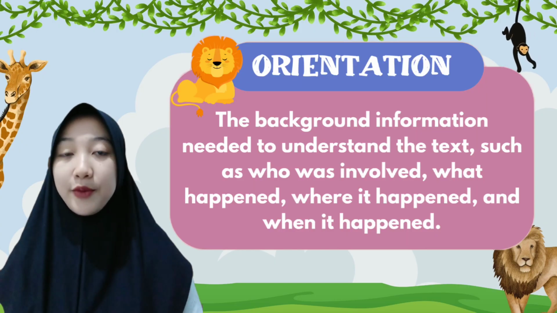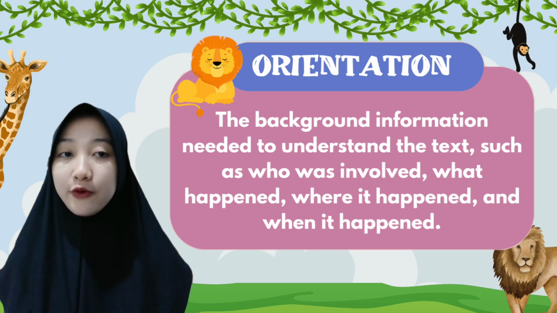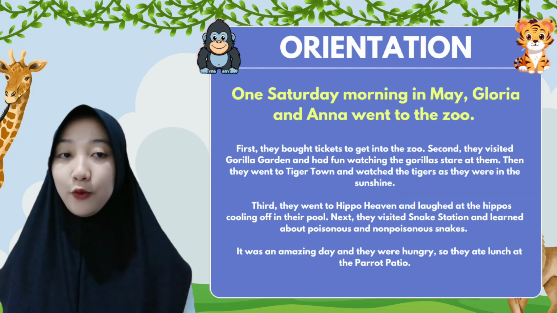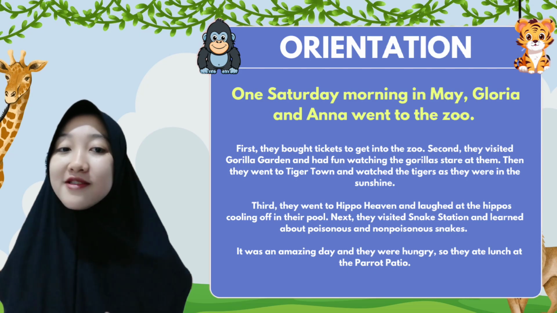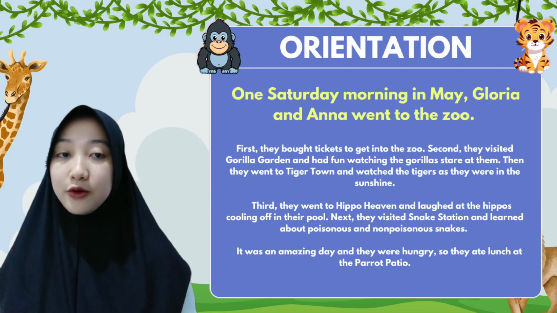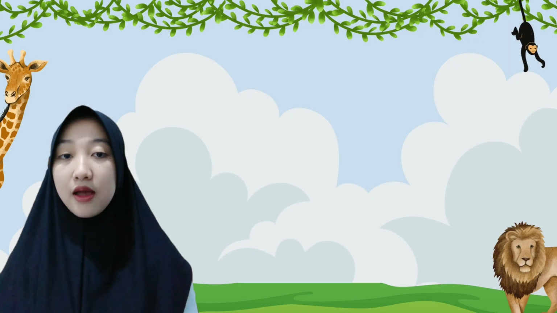The first one is orientation. Orientation is the background information needed to understand the text, such as who was involved, what happened, where it happened, and when it happened. From the example, we can find it in the first line of the text, which says, one Saturday morning in May, Gloria and Anna went to the zoo. This part is called orientation because it gives readers background information like who, when, and what.